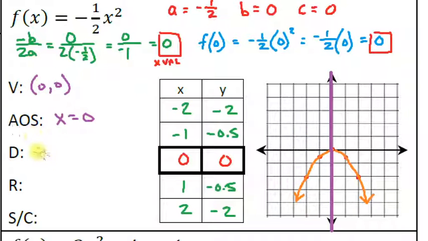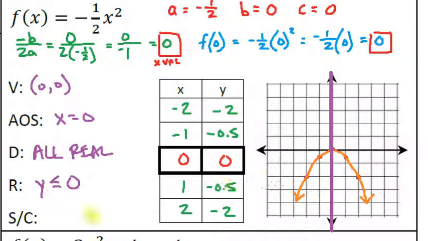Okay, what's our domain? Our domain for a parabola is always all real numbers. What's our range? Our range is the y value of the vertex, which is 0, and we're going to go down. It's everything less than 0. So y is less than or equal to 0.